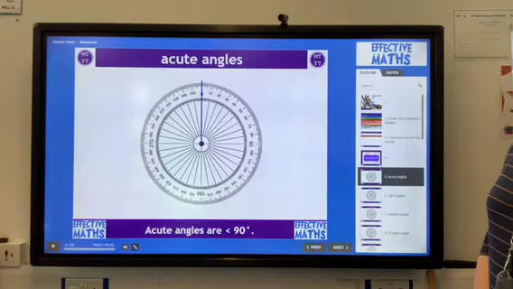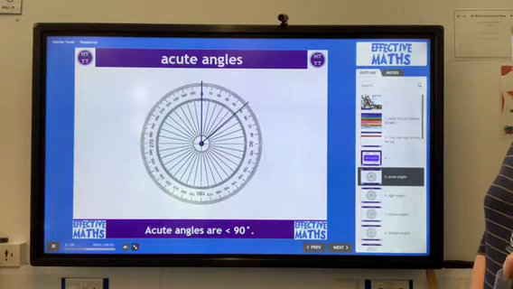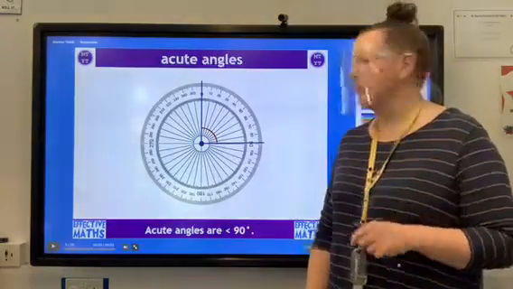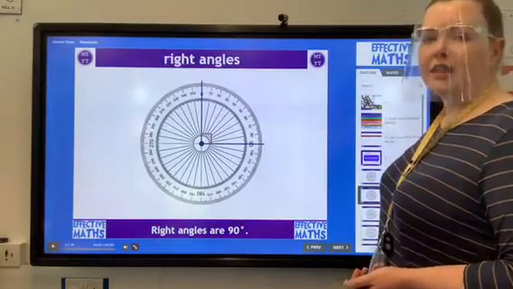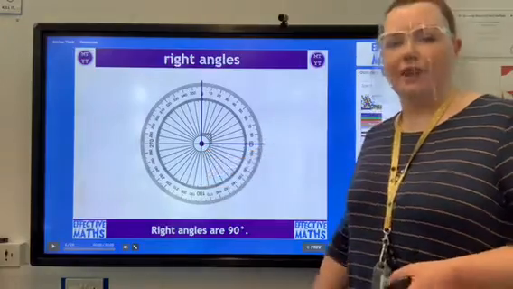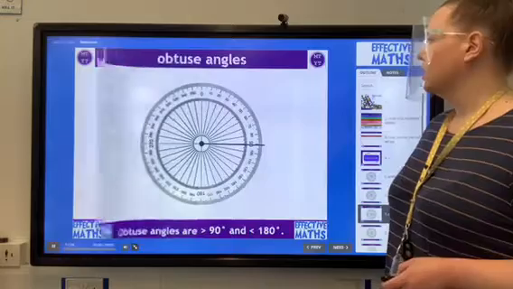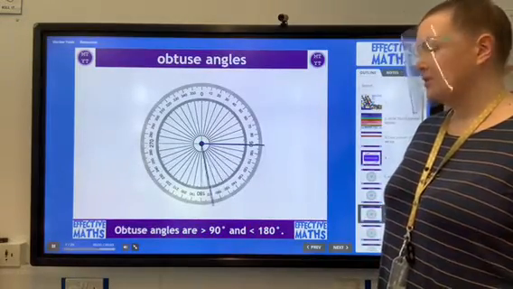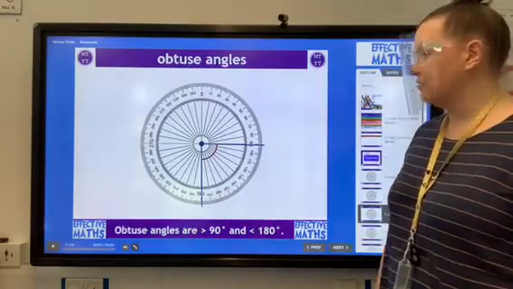So, some key vocabulary. Remember, acute angles are less than 90. They are cute, they are small. So an acute angle is less than 90. Right angles are 90. They are equal to 90, and remember they are marked in a different way to the rest of our angles. They are marked with a square rather than part of a circle. Obtuse angles are more than 90, less than 180.